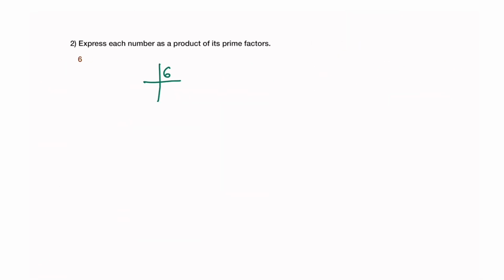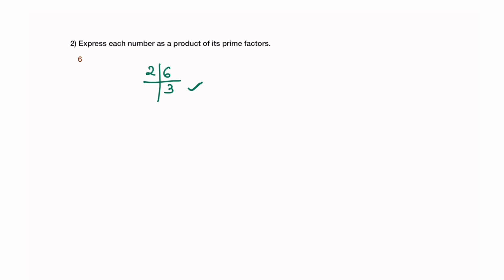Okay. So 6 is an even number. So any even number is divisible by 2. That's a divisibility test for 2. When you see an even number, divide by 2. That's the first thing. Okay. So dividing by 2. 2 times 3 is 6. So you do this process until you reach a prime number. And 3 is a prime number. So we don't need to do anything further.